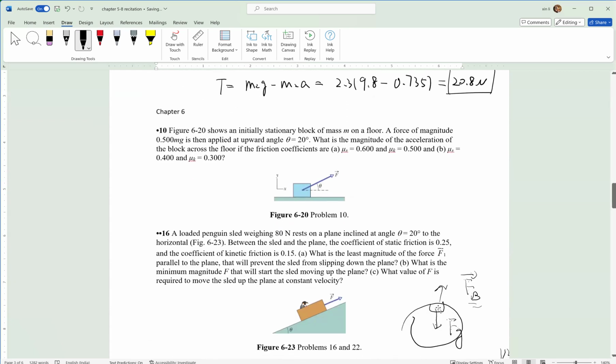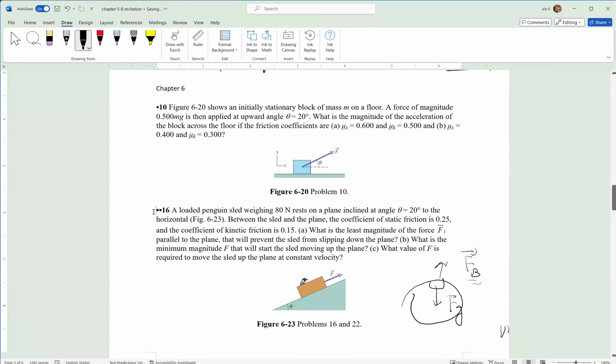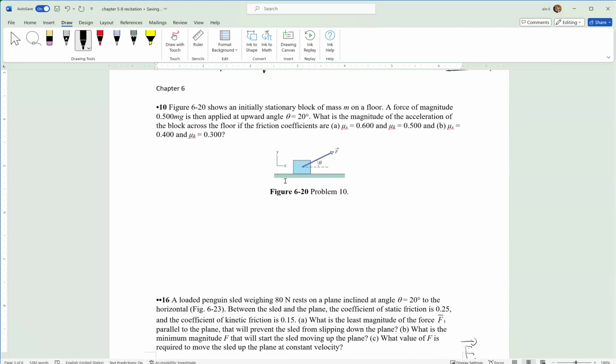Okay, so this is the chapter 5 problem. And then we are going to do chapter 6. Figure 6-20 shows an initially stationary block of mass m on a floor. A force of magnitude 0.5 mg is then applied at an upward angle theta of 20 degrees, so 20 degrees here. What is the magnitude of the acceleration of the block across the floor if the frictional coefficients are 0.6 for mu s and 0.5 for mu k, and 0.4 for mu s and 0.3 for mu k?